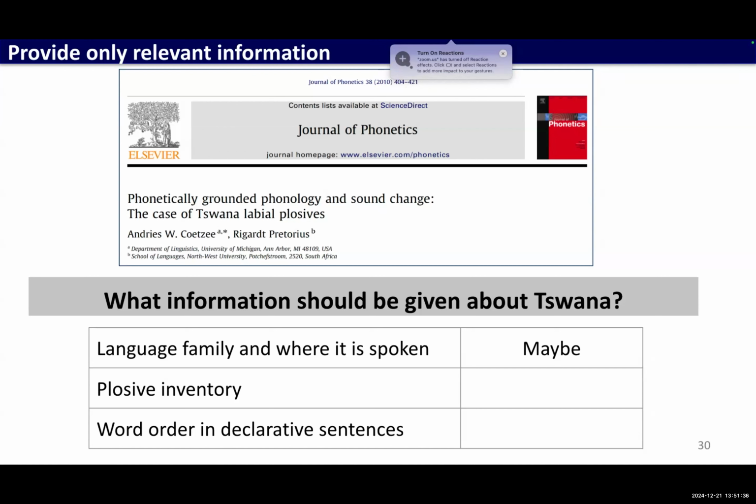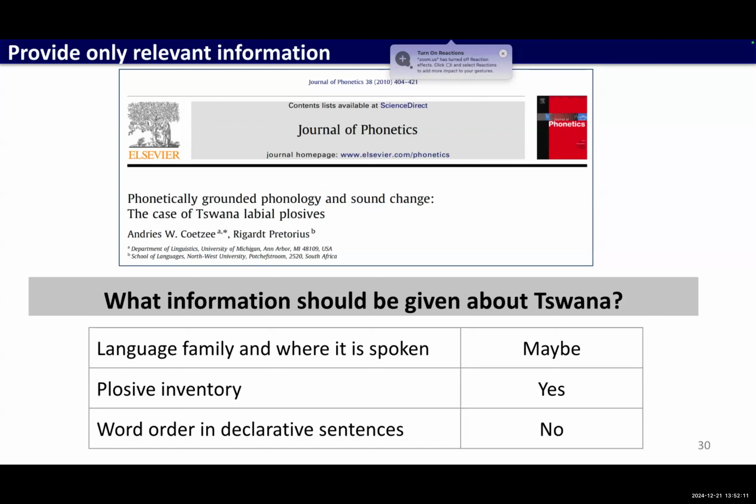Would you include in the introduction a discussion about the plosive inventory of the language? Which are all the plosives of Tswana? Would that be in the introduction of this paper? Probably yes, right? Because this paper is about Tswana labial plosives, right? So the reader might want to know, does Tswana have only labial plosives? Are there also alveolars? So that's probably relevant, right? You probably want to include that. Do you want to say something about the word order in basic declarative sentences of Tswana? No, right? It's not relevant to the topic.